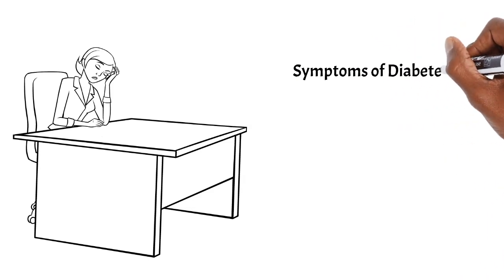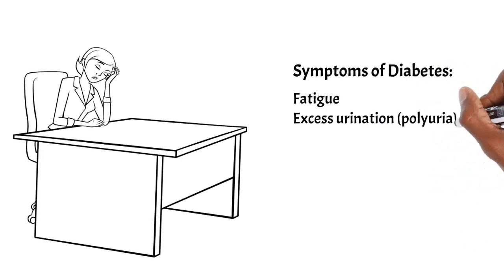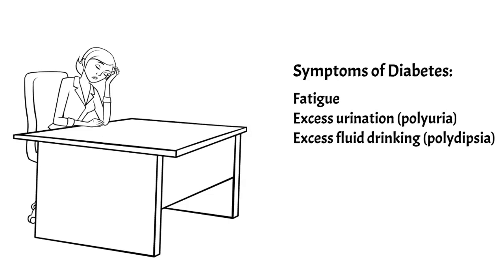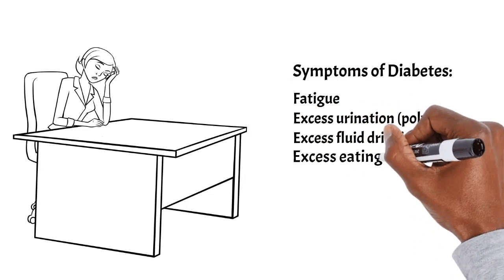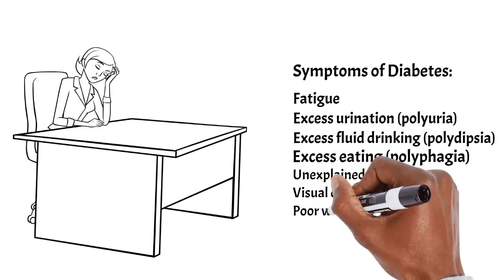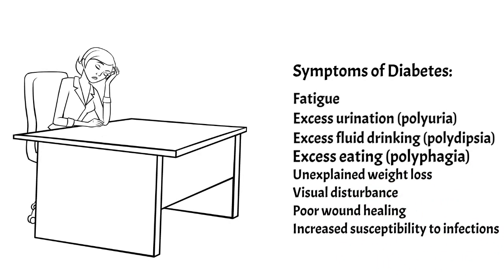She has a lot of symptoms associated with diabetes, which include fatigue, excess urination, also referred to as polyuria, excess drinking of fluids, also known as polydipsia. Other symptoms of diabetes include excess eating, known as polyphagia, unexplained weight loss, visual disturbance, poor wound healing, and also increased susceptibility to infections.